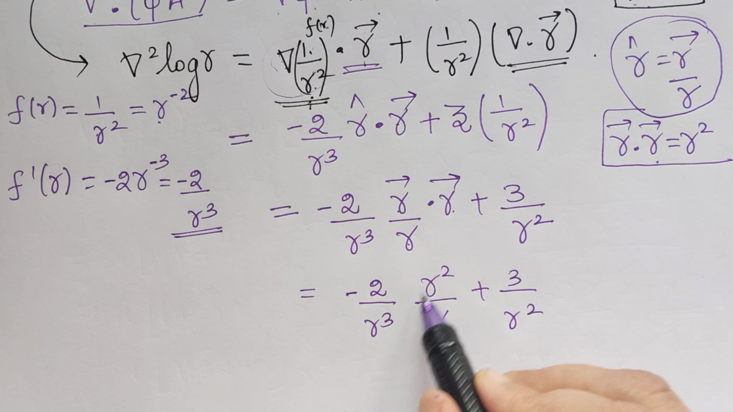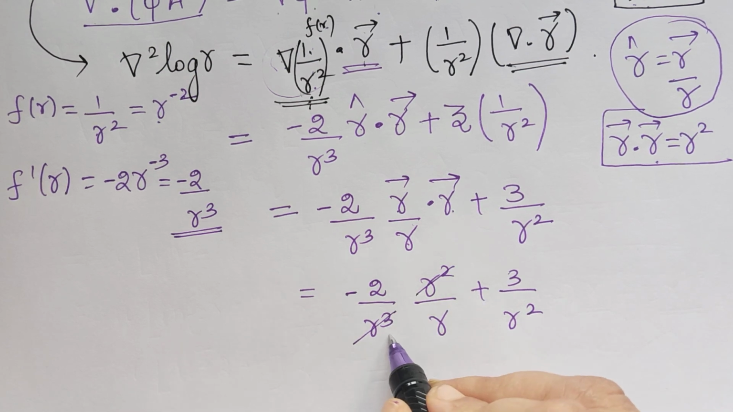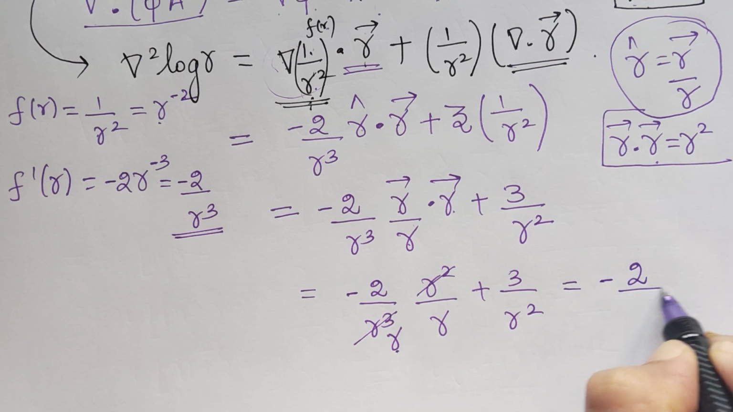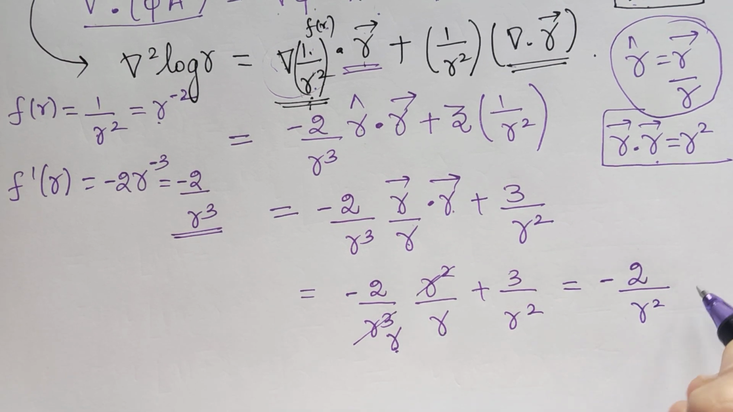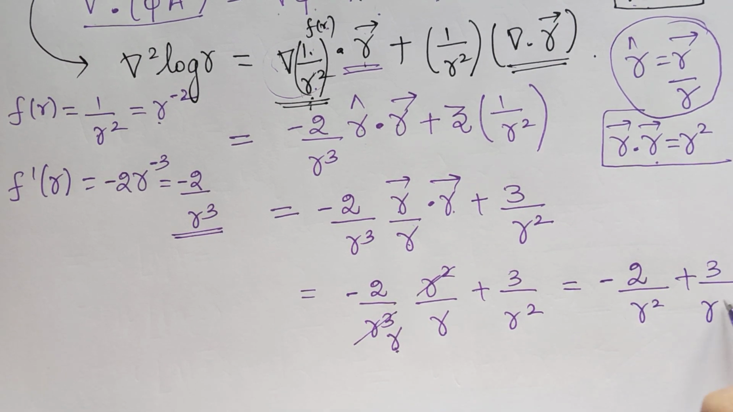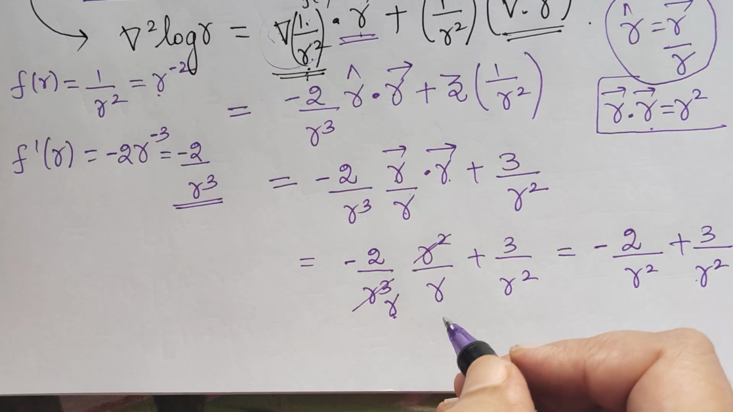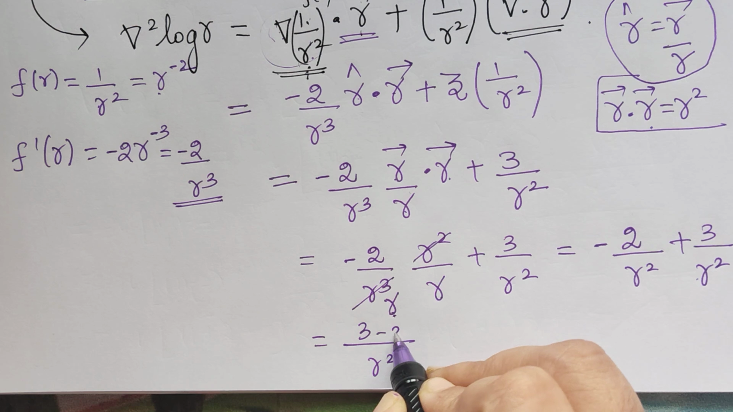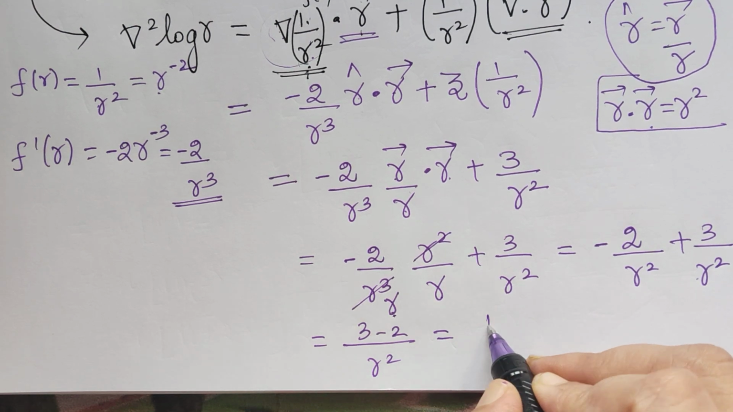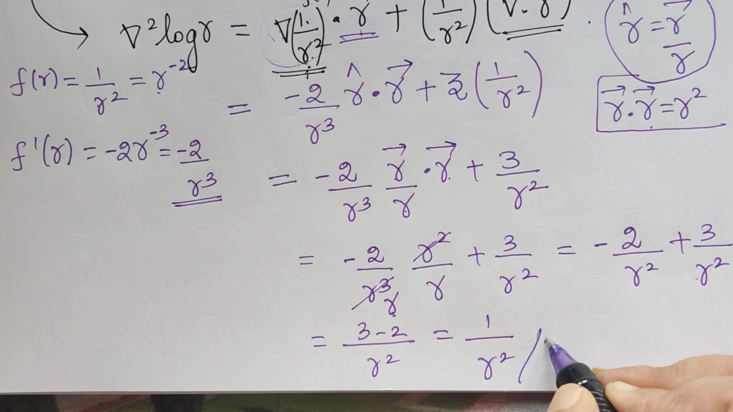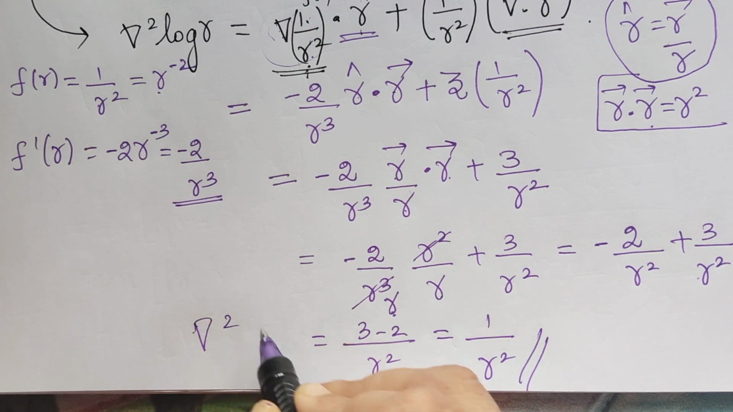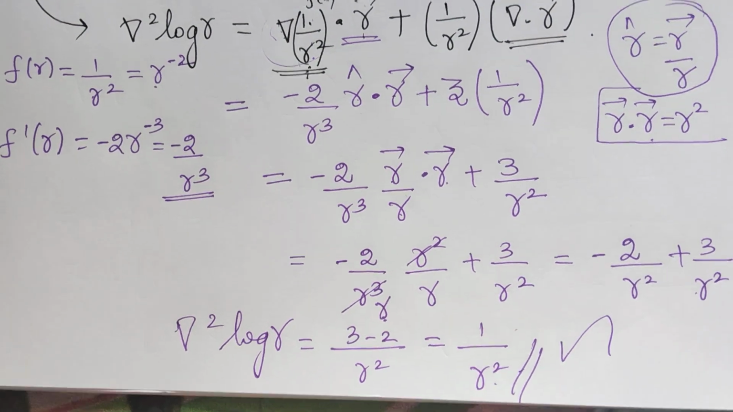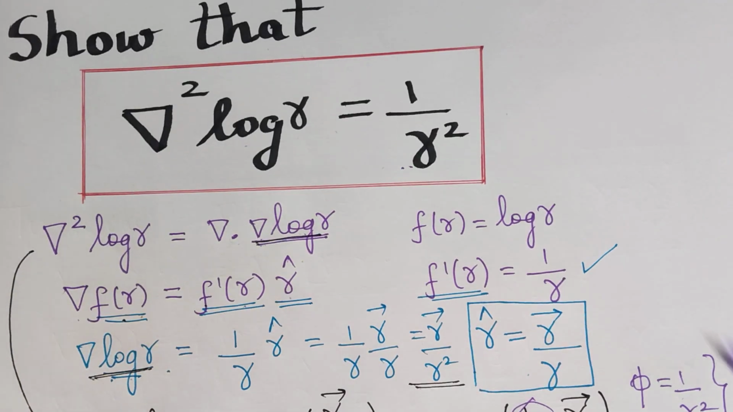Now if you see, one r square gets cancelled and we will have one r over here. So this will be equal to minus 2 by, this r into r will be r square, plus 3 by r square. Now if you take the LCM, it will be r square, and in the numerator we will have 3 minus 2, and that will be equal to 1 by r square. Therefore we have proved that nabla square of log r is equal to 1 by r square. Hence we have proved the required result.